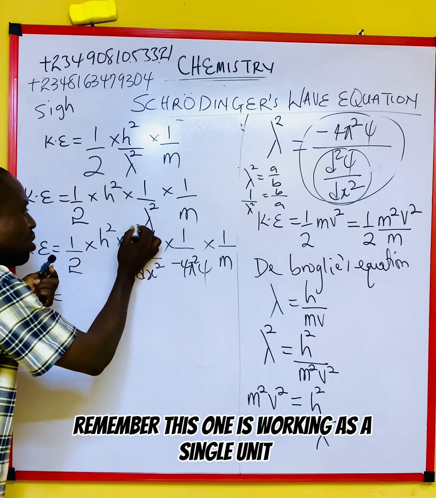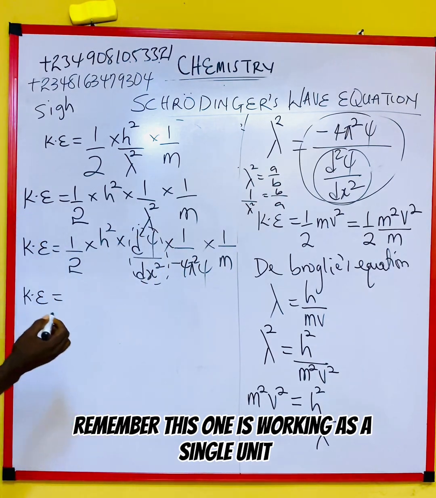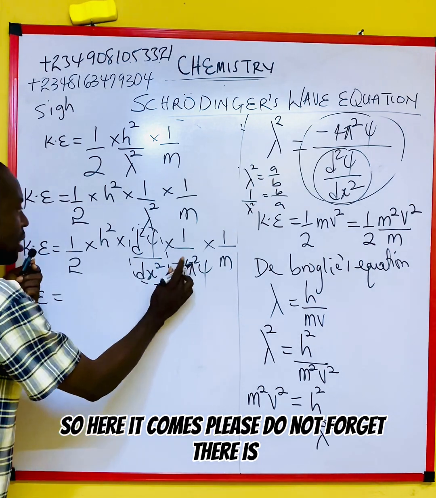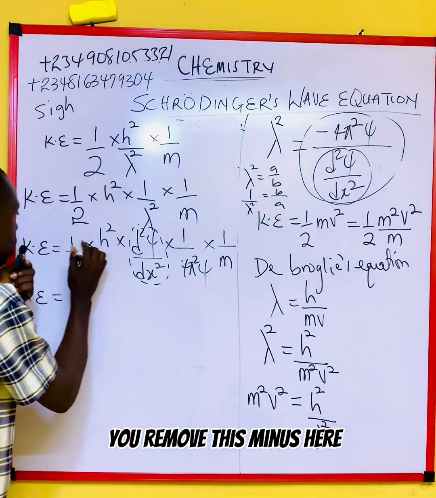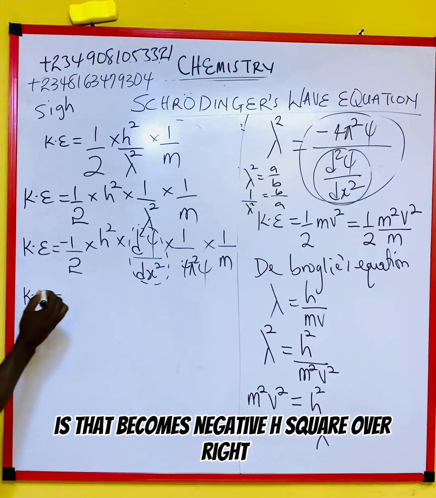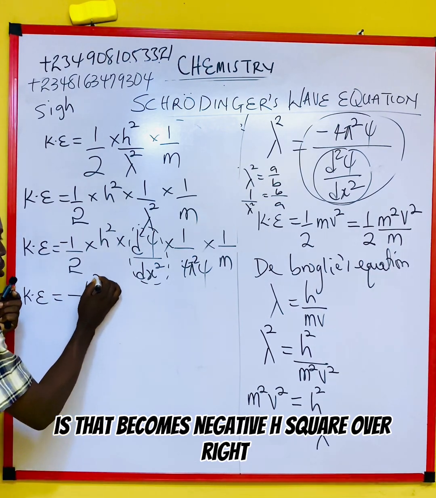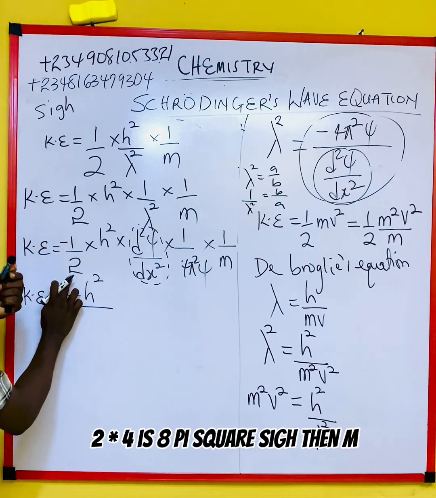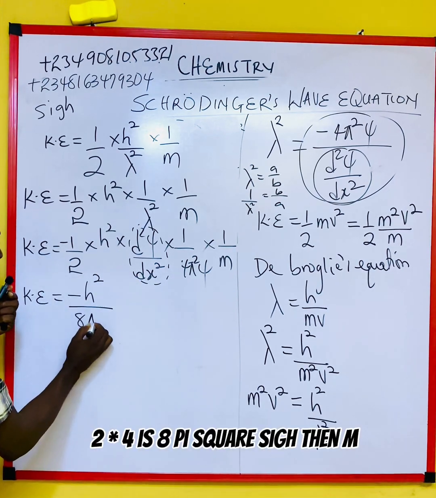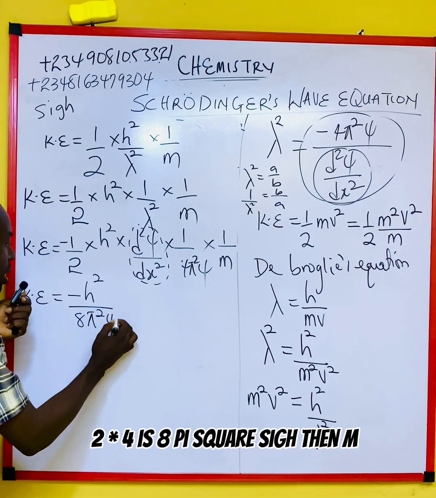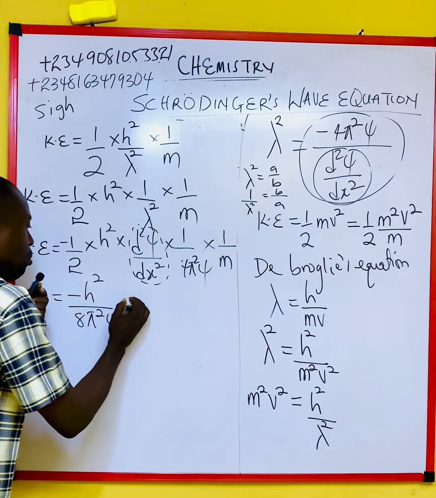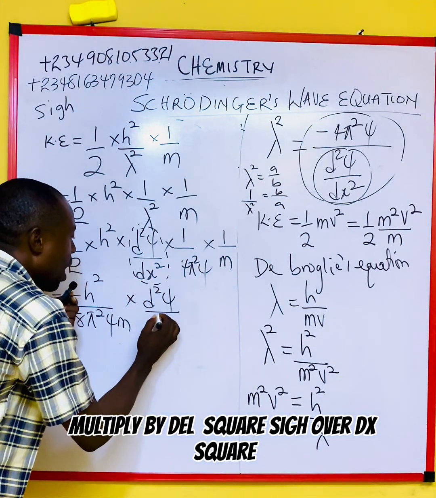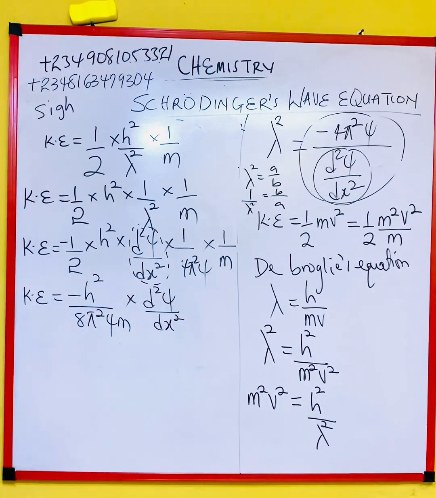Remember, this one is working as a single unit. So here becomes, please do not forget, you remove this minus here, you simply put it here. Exactly. So here becomes negative h squared over 2 times 4 is 8 pi squared, then m, multiplied by the d squared psi over dx squared.